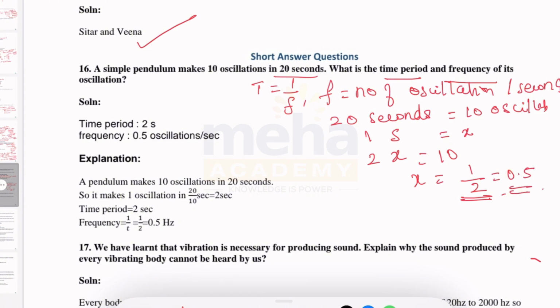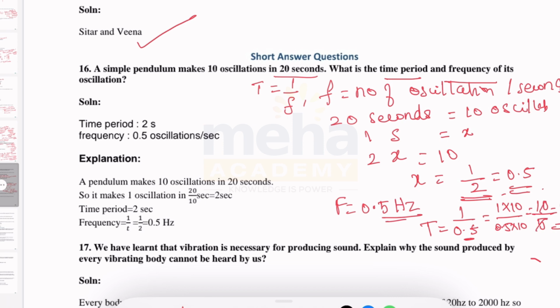So now we found the frequency. Frequency is equal to 0.5 hertz. So time period will be equal to 1 by 0.5. Remove the decimal point by multiplying both the numerator and the denominator by 10. That would be 10 over 5. That T will be equal to 2 seconds.